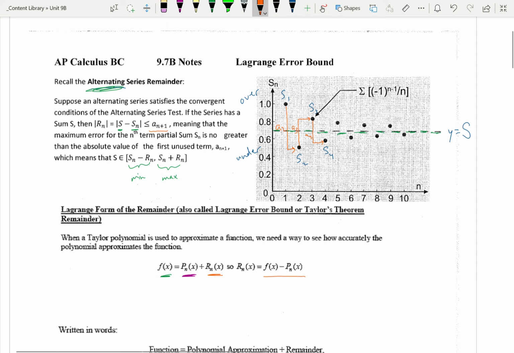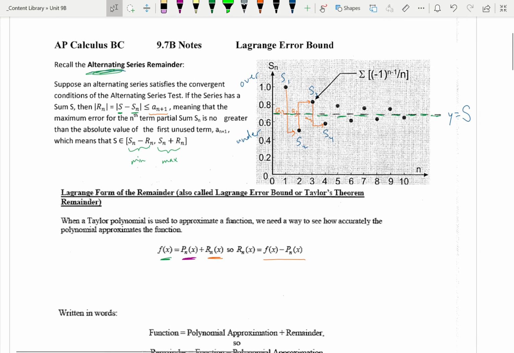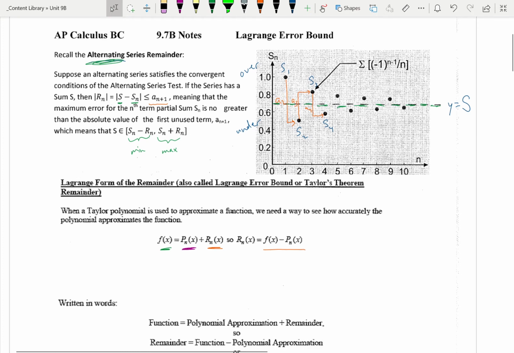So you can write that in mathematical notation here, or you could say it in words. You could say the function is equal to the approximation plus the remainder, or the remainder equals the function minus the polynomial approximation.